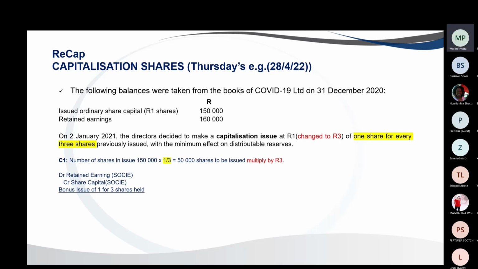Nandi, I don't understand your confusion with cumulative preference shares. I had it here purposely to confuse you. So do not allow yourselves to be confused by us lecturers in the exam. When we're dealing with the capitalization of shares, we are only referring to ordinary shares.